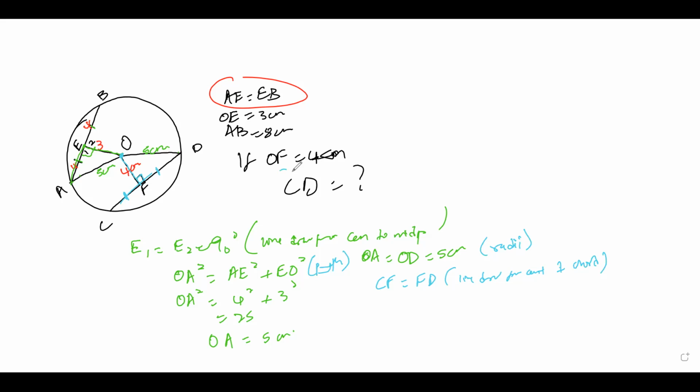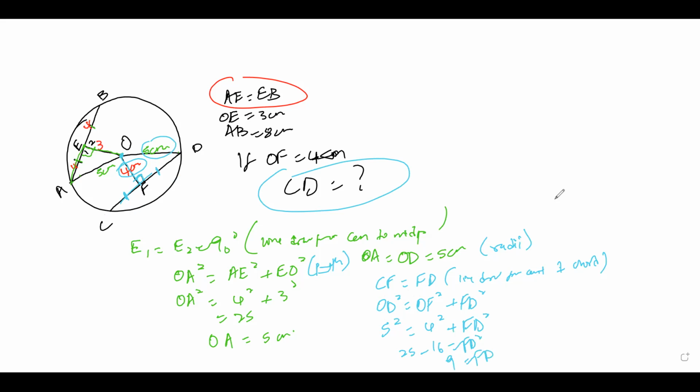But also, they want CD. Can you see CD is this big line? But for us to get a CD, we need to get these smaller portions. So from the information we have already, you see we have a 4, we have a 5, we have a 90 degrees. That means we can apply Pythagoras. So OD squared is OF squared plus FD squared. OD, we know it's a 5. OF, we are given is a 4. And then FD is what we're looking for at the moment. So that means this is 25 minus 16 is your FD squared, which is a 9. Therefore, FD is it's a 3 centimeters. So this is a 3.